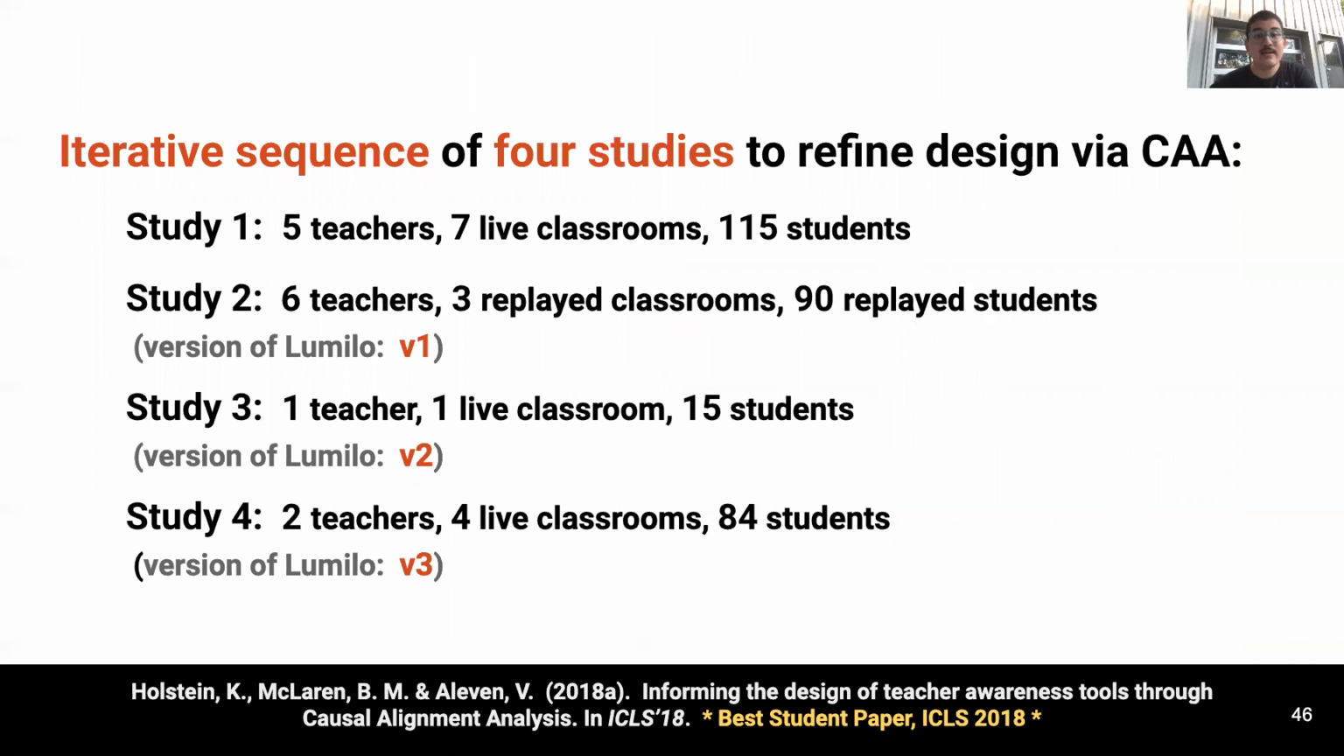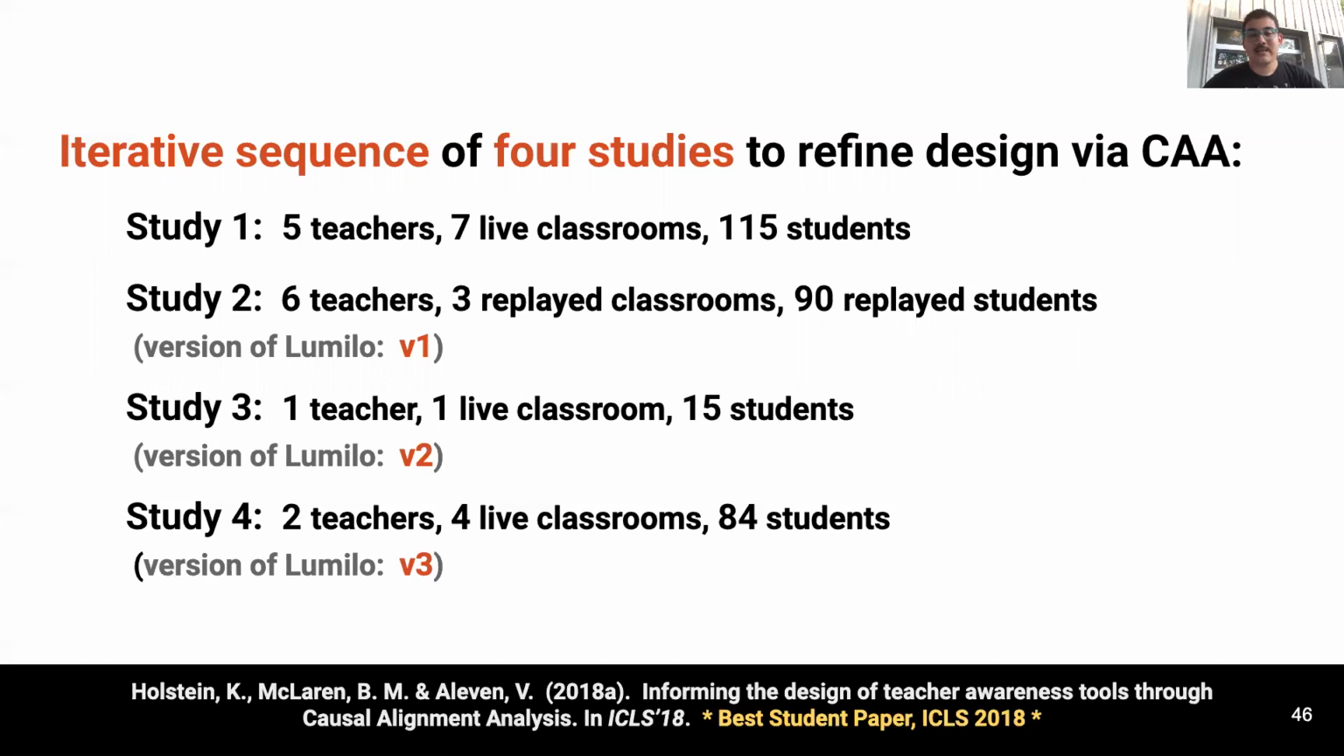And in the end, the resulting version of Lumilo actually appeared to direct teachers' attention where it was most needed in the classroom. And later experimental studies indicated that Lumilo did help improve fairness in teacher decision-making, which in turn improved student learning outcomes.